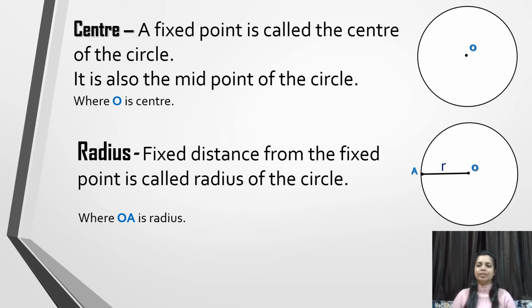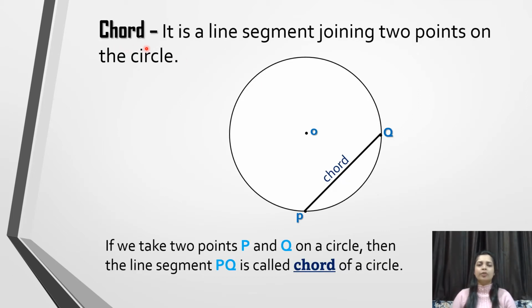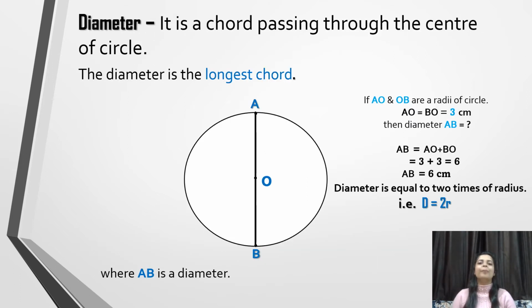Now move further. What is a chord of a circle? It is a line segment joining two points on the circle. If we have P and Q points on the circle, then PQ is our chord. We can draw infinite number of chords in a circle. Now students, can you draw a chord passing through the center of a circle? Yes, you can draw a chord passing through the center of a circle. But the name of that chord is diameter. A chord passing through the center of a circle is known as diameter. The diameter is the longest chord as well.